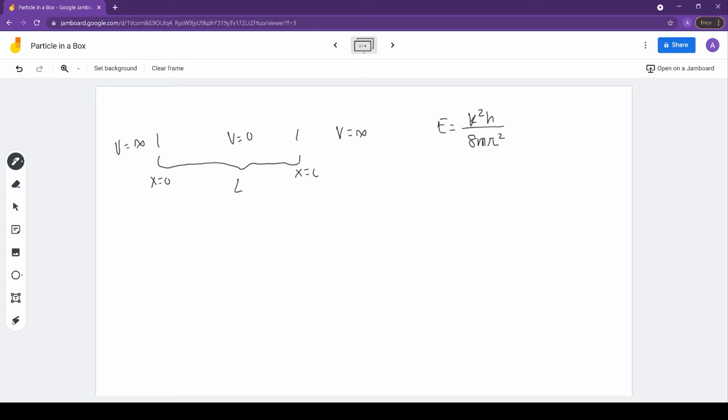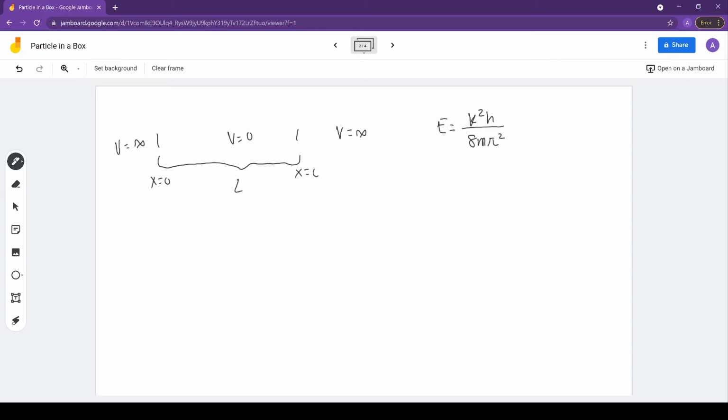Okay, so what do we know about our wave function at x equals 0 and x equals L? The particle must be confined to inside the box. This means that at the boundaries, our wave function must be 0. Because if our wave function is 0, that means our wave function squared is 0. And remember that our wave function squared is the same thing as our probability density function.